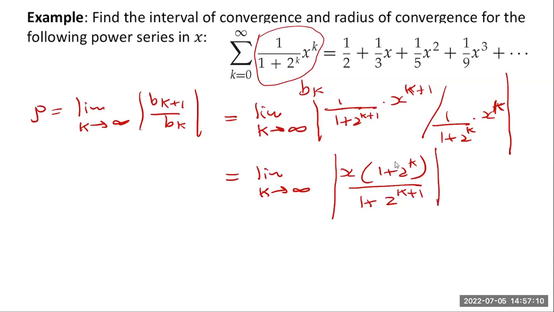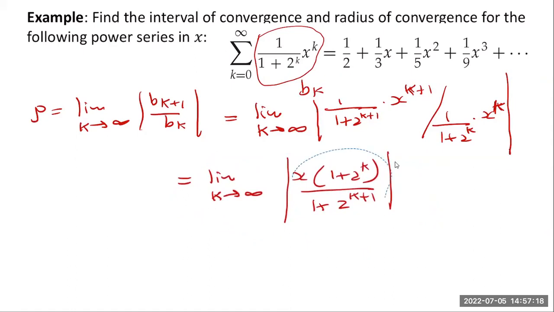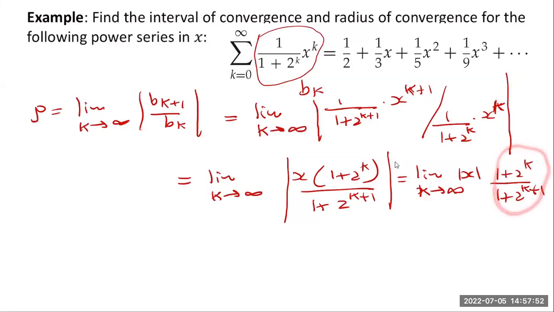Okay. Now, what I'm going to do is pull out the absolute value of x, because we have the absolute value of this thing, so I can separate out the absolute value. This is going to be equal to the limit as k goes to infinity of the absolute value of x times 1 plus 2 to the power k, divided by 1 plus 2 to the power k plus 1. I'm not putting the absolute value here because this is already a positive term. So now you need to take the limit as k approaches infinity of this expression. As you can see, x has nothing to do with k, so you just have to take the limit of this expression.